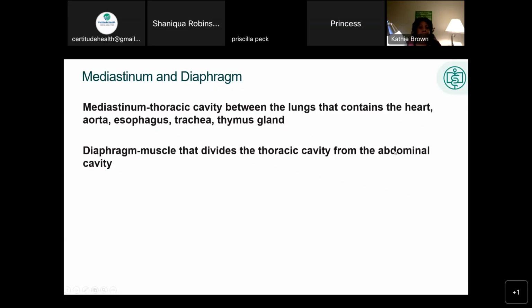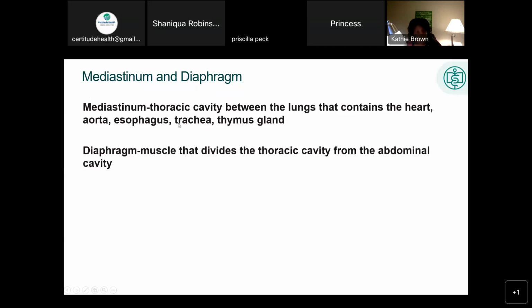Okay. The mediastinum is the thorax cavity between the lungs that contains the heart, aorta, esophagus, trachea, thymus gland, and then your diaphragm is the muscle that divides the thoracic cavity from the abdominal cavity.